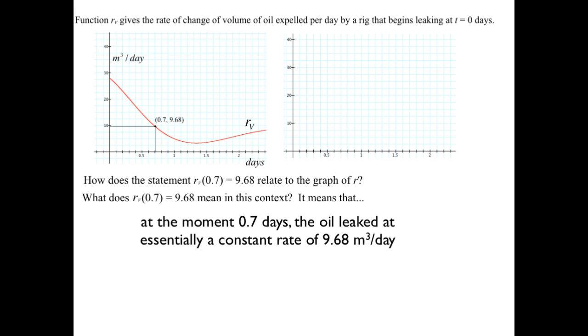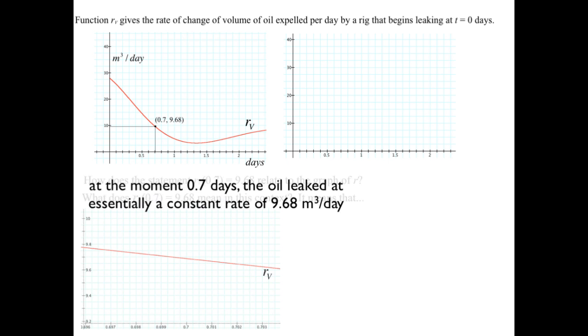Now we've got to add one little stipulation. This is only really valid for a small time around 0.7. As soon as 2 minutes go by, the rate changes, so that doesn't apply anymore. We have the same meaning we had before, but we have to put the condition on that it has to be a small change right around 0.7 days. We can show that like this.